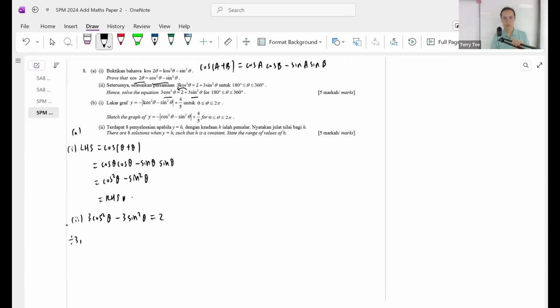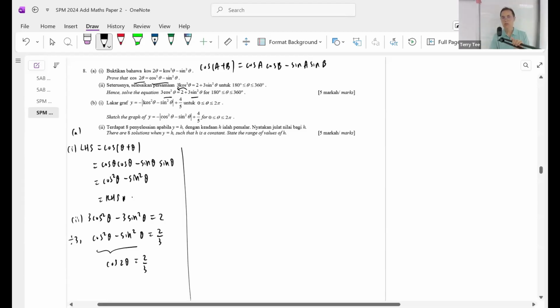If I divide by 3, my cos square minus sine square will be 2 over 3. We change this, use the result from part A, change this to cos 2 theta, right? With that, we're going to use our calculator, find the reference angle. But before that, one more thing. Your theta originally is from 0 to 180 to 360. But because it's 2 theta, you got to times 2. As I times 2, you start with 360 to 720. Yeah, so take note. That means we only take answer C.